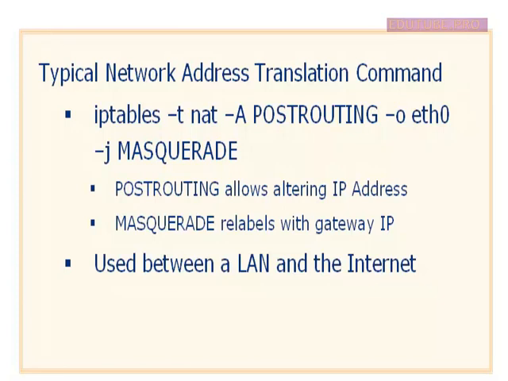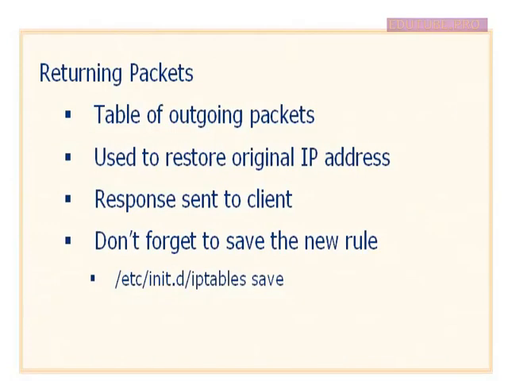The -j MASQUERADE jumps to masquerade the packet with the IP address, in this case the address assigned to network card eth0. When packets leave the masquerade gateway, those packets are tabled. When a response is heard, that table is used to restore the original IP address, and the answer is sent back to your private LAN to the appropriate system.